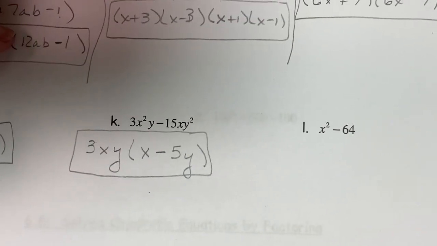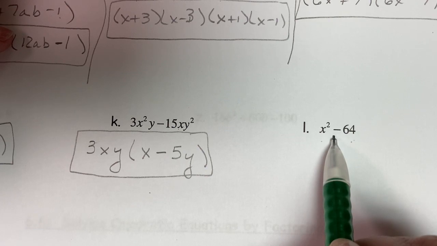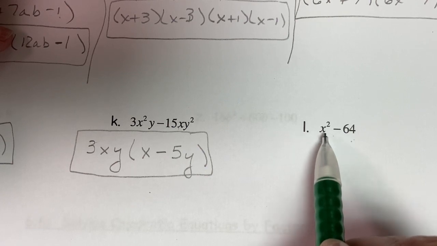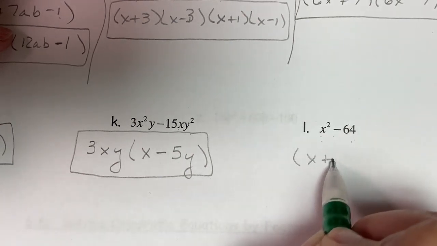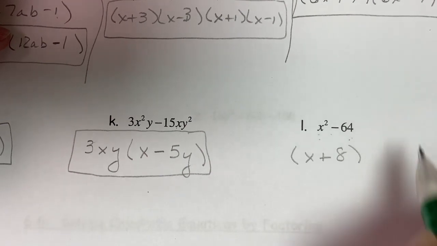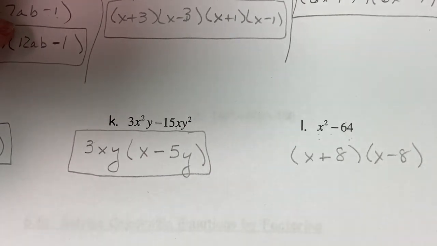Well, how about L? Does it have a GCF? It does not. There are two terms. It's a difference. It's either a difference of squares or a difference of cubes. Well, this right here shall tell you it's a difference of squares. What's the rule? X plus the square root of 64, which is 8, and x minus 8.